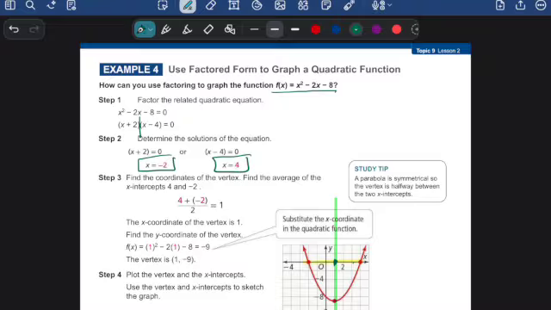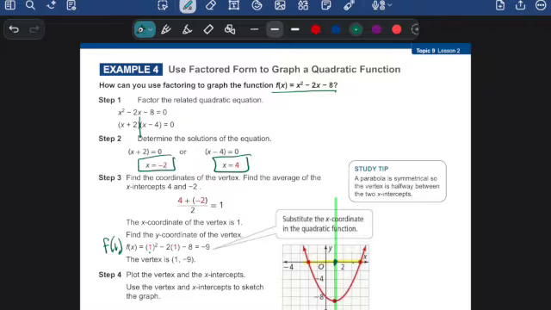That's where your line of symmetry is. Now we know the line of symmetry. We know the x-coordinate for our vertex. So we just need to plug that into our function. So we know x is equal to 1. You're finding f of 1.